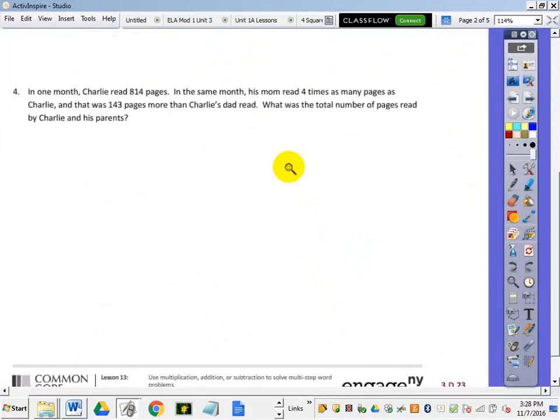In 1 month, Charlie read a bunch of pages. The same month, his mom read 4 times as many pages as Charlie, and that was 143 pages more than Charlie's dad read. What's the total number of pages read by Charlie and his parents altogether? Well, the way to write this up is to draw a tape diagram and see if we can figure out what we're looking at here. We have Charlie's 114 pages.